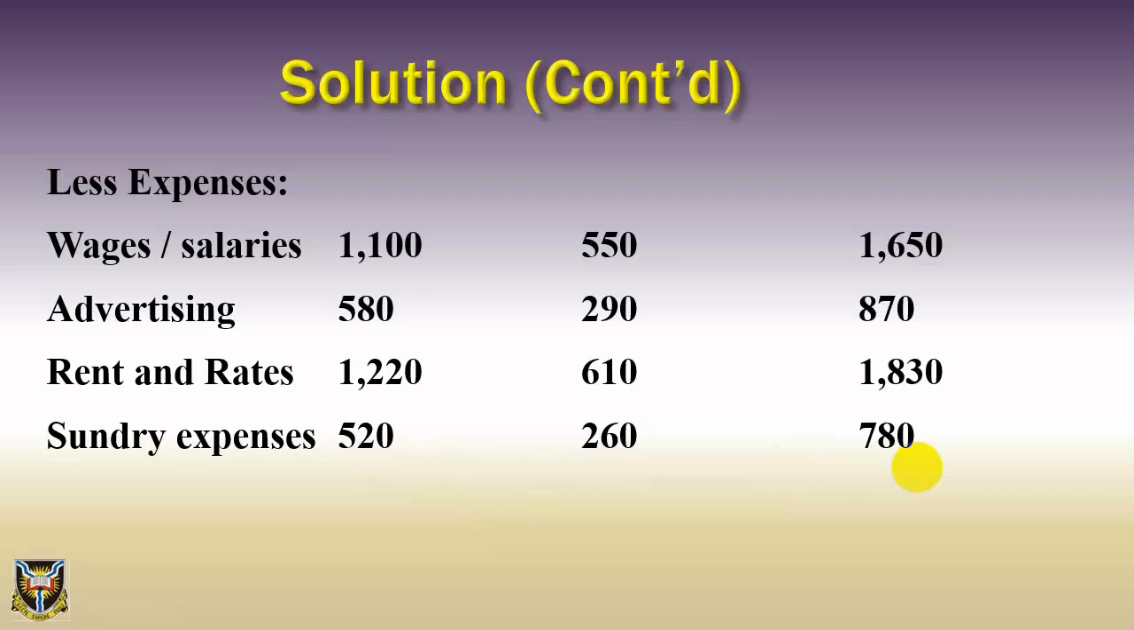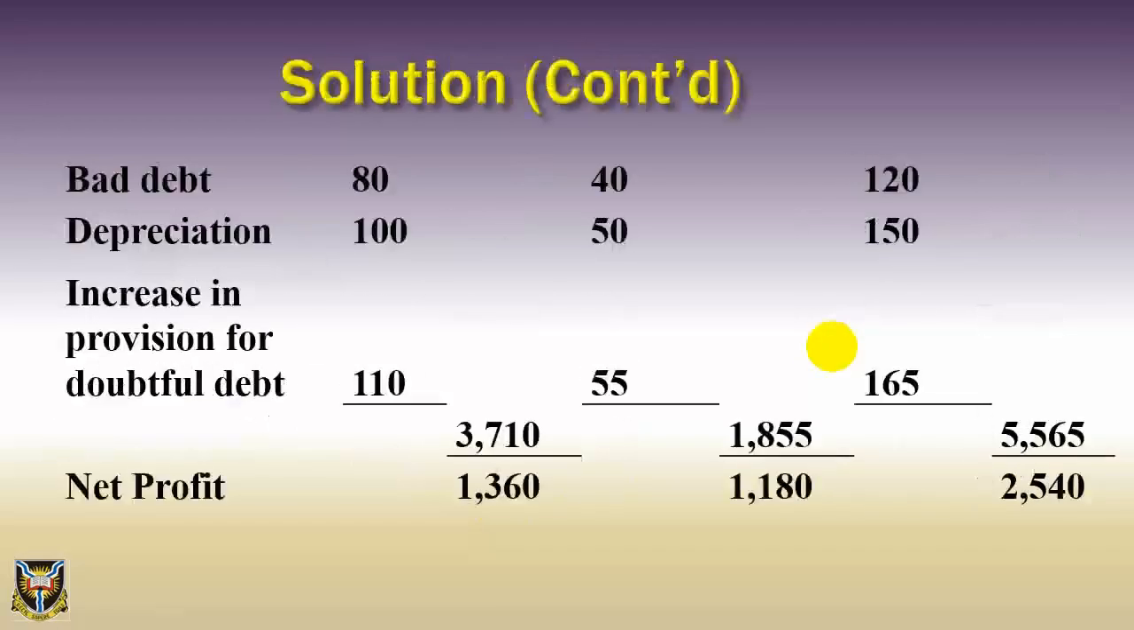Bad debt, Department A, 80. Department B, 40. Total, 120. Depreciation, Department A, 100. Department B, 50. Total, 150. Increase in provision for doubtful debt. Department A, 110. Department B, 55. Total, 165.